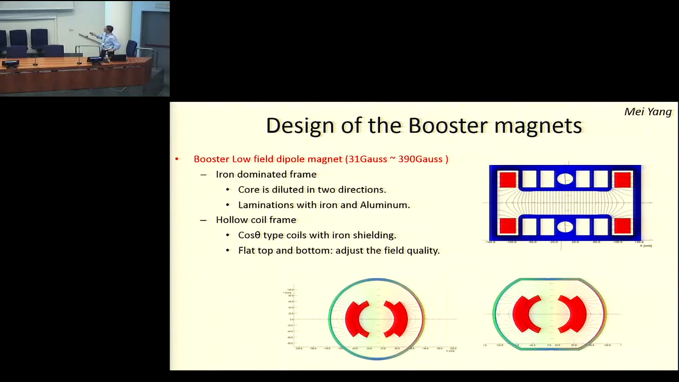So we are going to do R&D using an iron-dominated frame, and another one is a hollow coil frame. Maybe the hollow coil frame is impossible because we cannot get this large range of the magnetic field.